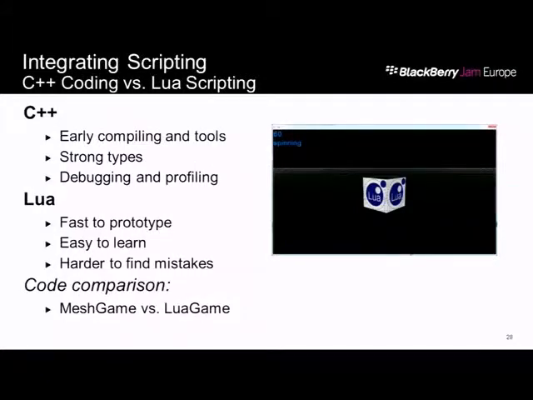When you're comparing the two, think about C++ being great because it has early compiling, so early error detection through the compiler and the tools that you have. You have strong types to work with, and you have support for debugging and profiling. If you choose the Lua path or JavaScript or Mono or whatever scripting language you choose, it's awesome because you can prototype really fast, especially on desktop.